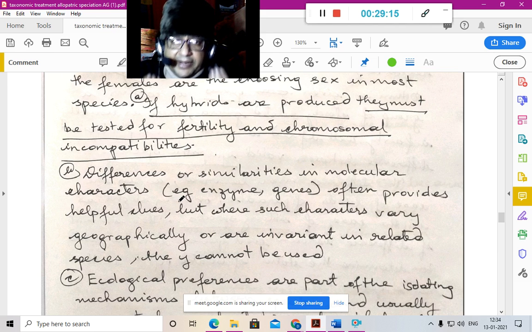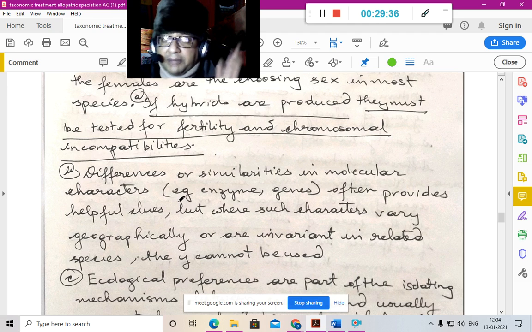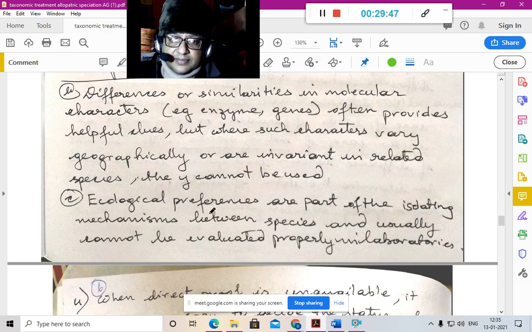In an experimental system, first look at morphology. If morphology doesn't work, then try experimental systematics, that is, try mating them if it's possible. That's the best way. Otherwise, look for other characteristics like ecological characteristics. Some prefer to stay in the mountains, some prefer to stay in the trees, some prefer to stay in the ground. So there are differences by which you can differentiate them.